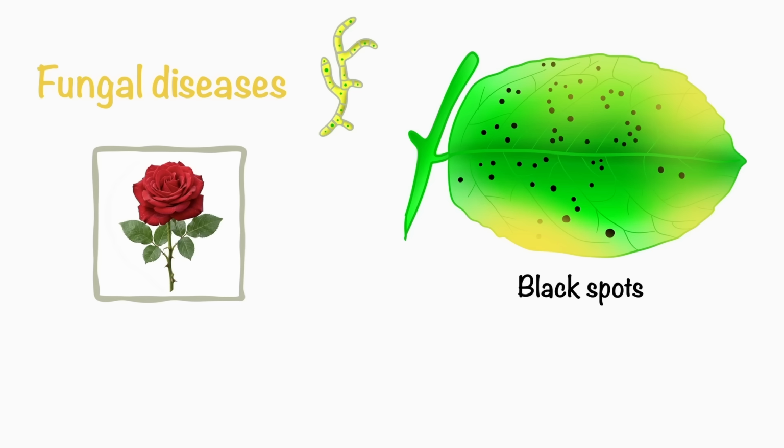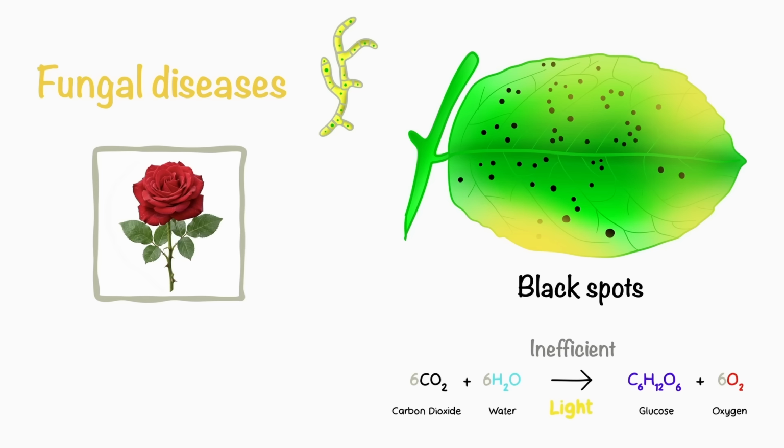This early leaf loss weakens the plant. When the plant loses its leaves, it can't photosynthesize as effectively.